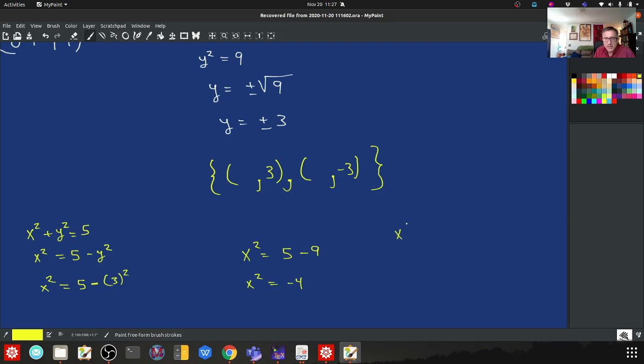So that implies x is equal to plus or minus the square root of minus 4. That means x is equal to plus or minus 2 times the square root of minus 1. And what is the square root of minus 1? By definition, i. So I will put 2i here and minus 2i here.